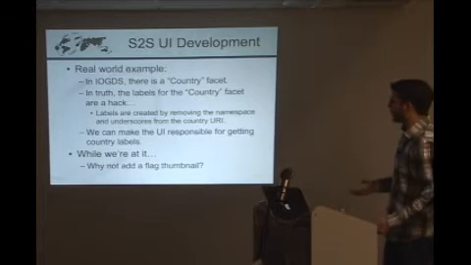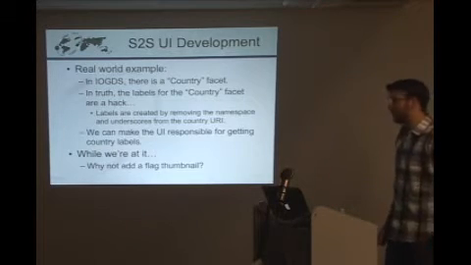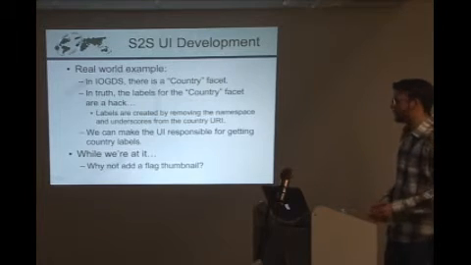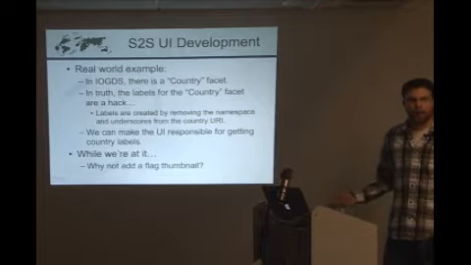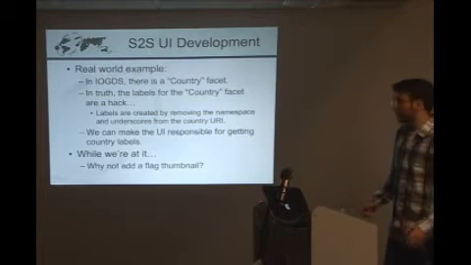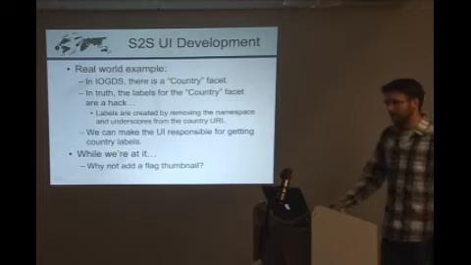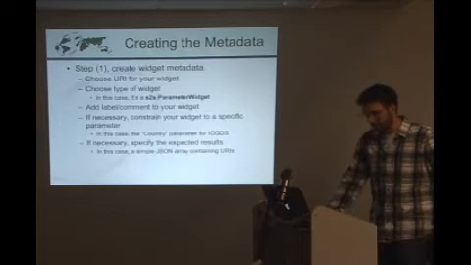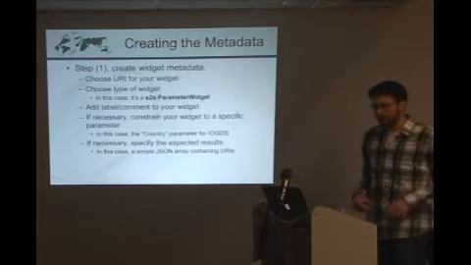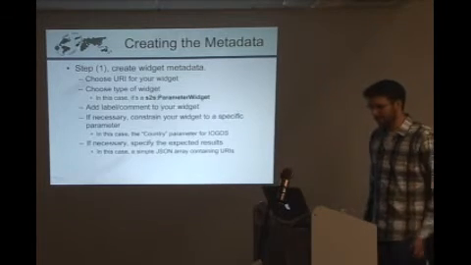So one of the things that we can do in this real world example is to make the UI responsible for going off and getting those country labels. And then, while we're at it, just to show that we can do all kinds of crazy things with S2S widgets, why don't we add a flag thumbnail to the country? There you go. So if you guys remember, the country widget was one of those things. Obviously, every country has a flag.